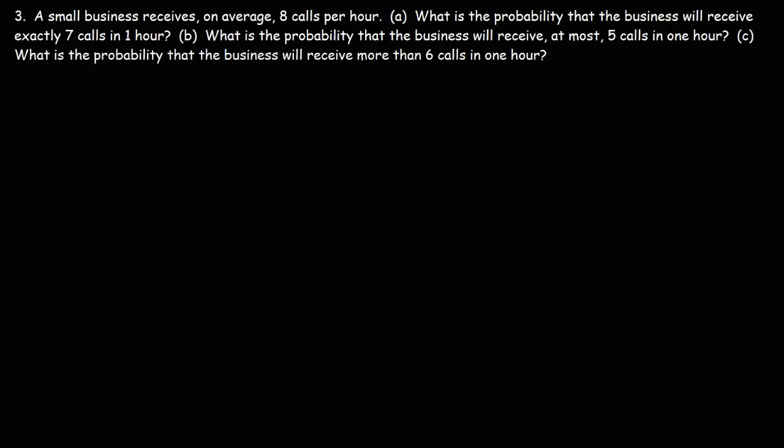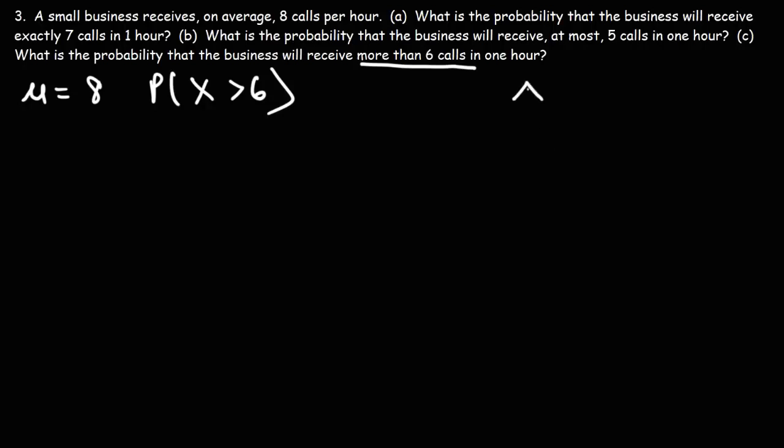What is the probability that the business will receive more than 6 calls in 1 hour? So the time interval is still 1 hour, which means mu is still 8. But now we want to calculate the probability that x is greater than 6, but not equal to 6. So x could be 7, 8, 9, 10, and so forth. Now this can go to infinity, so it doesn't end. How can we find the answer in this case?